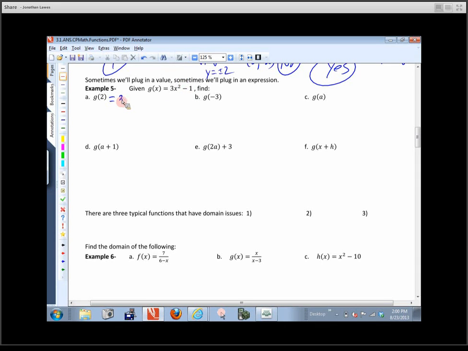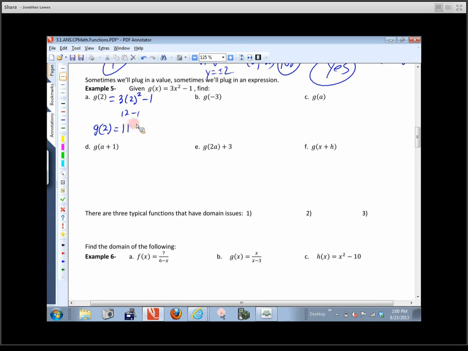So again, usually it's a good idea to plug in parentheses so that when you square or cube or whatever it is, you get the signs right. So this is going to be 4 times 3, so that's going to be a 12 minus 1. So what is g of 2? g of 2 is 11.